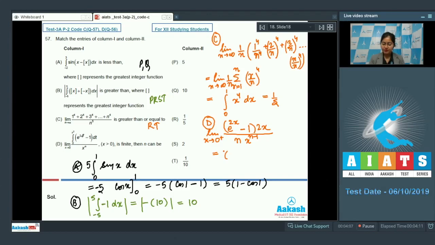It can be written equal to e raised to the power 2x. It can be expanded as 2x square upon 2 factorial plus 2x cube upon 3 factorial and so on, into 2 divided by n into x raised to the power n minus 2. Right? Now for this limit to be defined here, it can be seen that it can take the values 1 by 5, 2 or 1 by 10. So answer will be R, S and T.